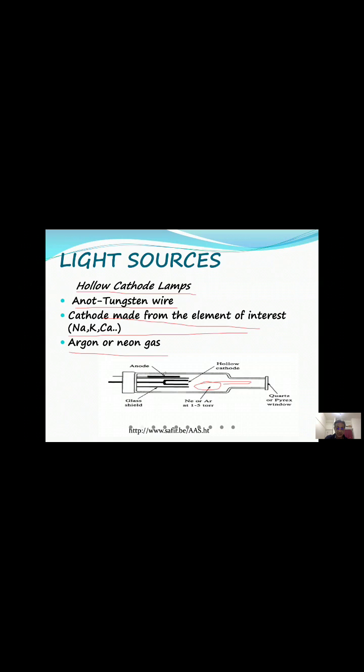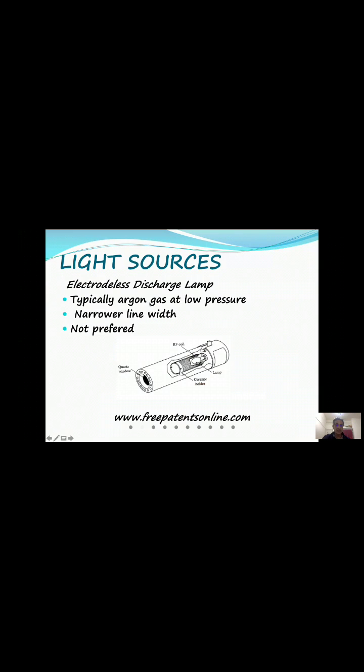You can see that there is an anode and a cathode, with neon or argon at somewhere around 1 to 5 torr pressure. There is a quartz window through which the radiations come out. They are connected to the power supply, and high voltage is applied here. There is a glass shield outside the cathode, and a window through which the photons come out. So this is the light source again.